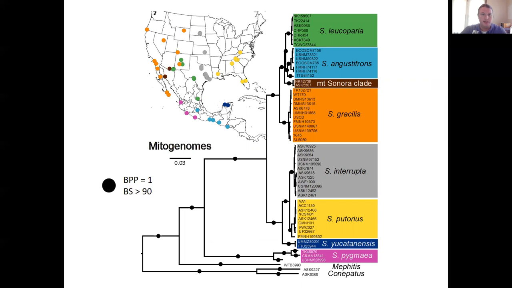So the mitogenome data, indicated here by this Bayesian phylogeny with nodal support indicated by the black circles, recovered 8 mitochondrial lineages that were phylogenetically distinct or monophyletic. Including 4 in what we're calling the Western lineages and 3 in the Eastern lineage, and then the pygmy spotted skunk here. And of note is this mitochondrial Sonoran clade, indicated by these individuals in Southern Arizona and Sonora, Mexico. I'll talk a little bit about that because it showed up in the mitochondrial data, but not in the ultra-conserved elements.